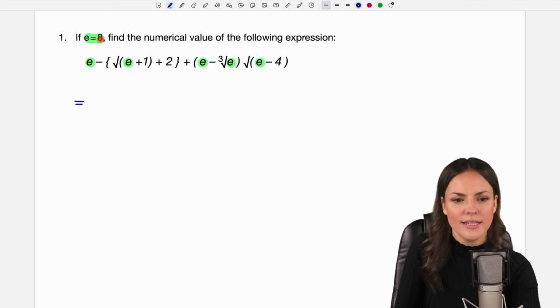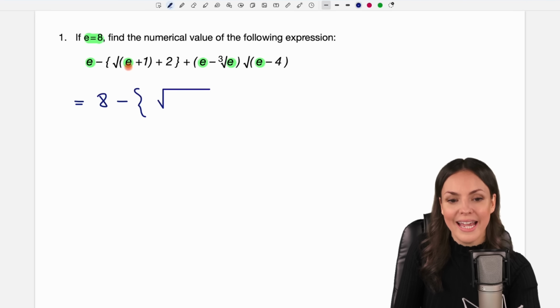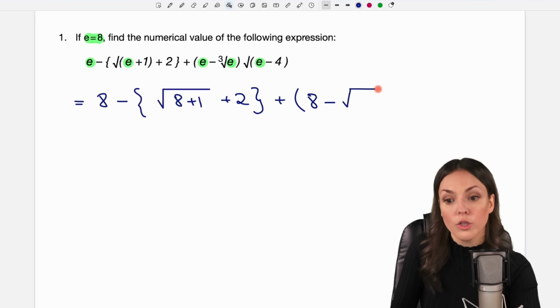So let's start. Instead of e, we write an 8. Then we have these braces, the square root of this whole thing here, so of 8 plus 1. Then we have the plus 2. Braces, this plus here, new parentheses. Instead of our e, we write an 8. Then we have the cubed root this time of 8. Parentheses, there is no symbol here, so it is a multiplication symbol, and another square root of 8 minus 4.